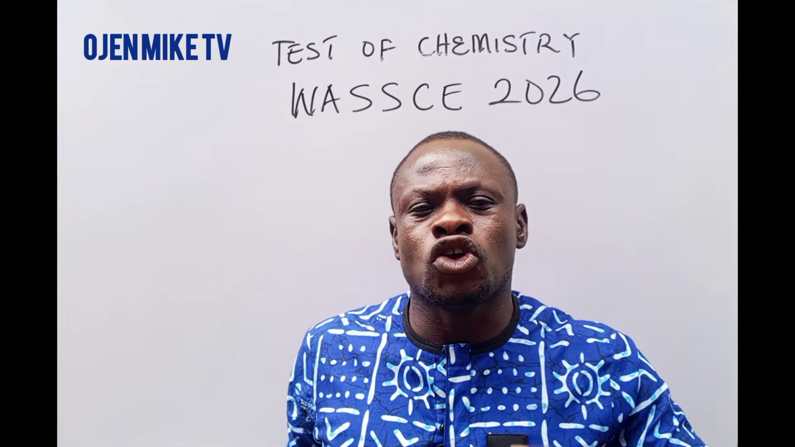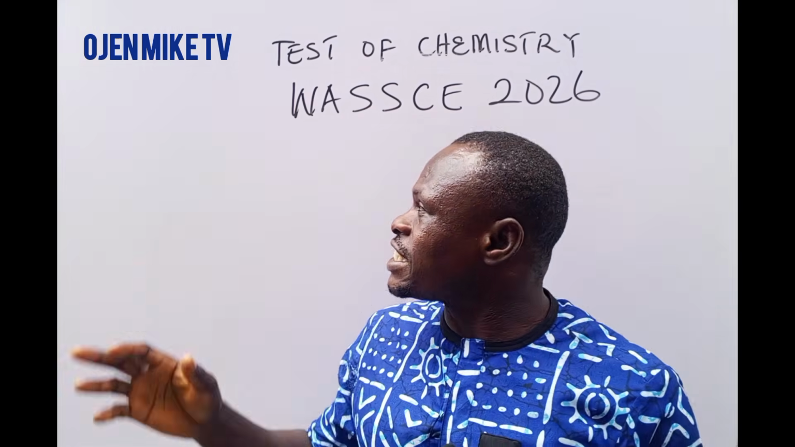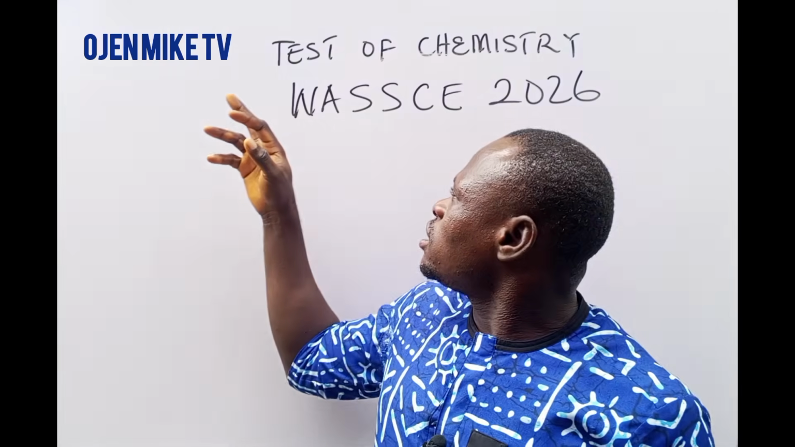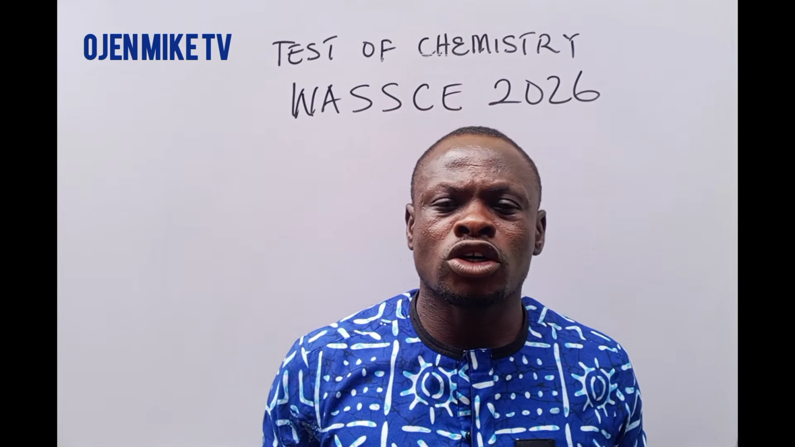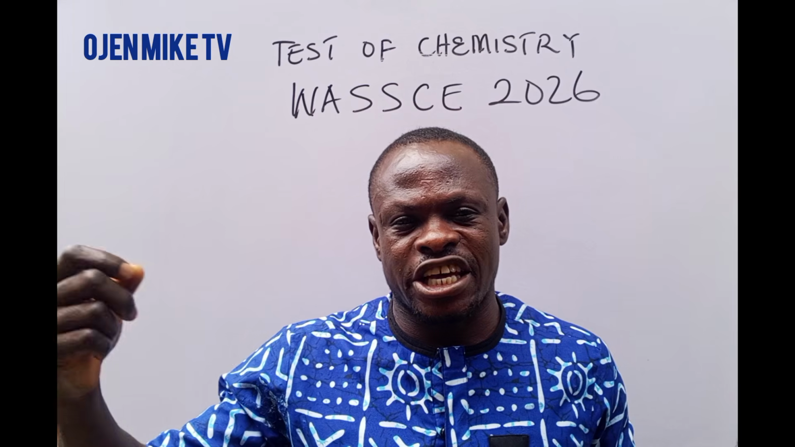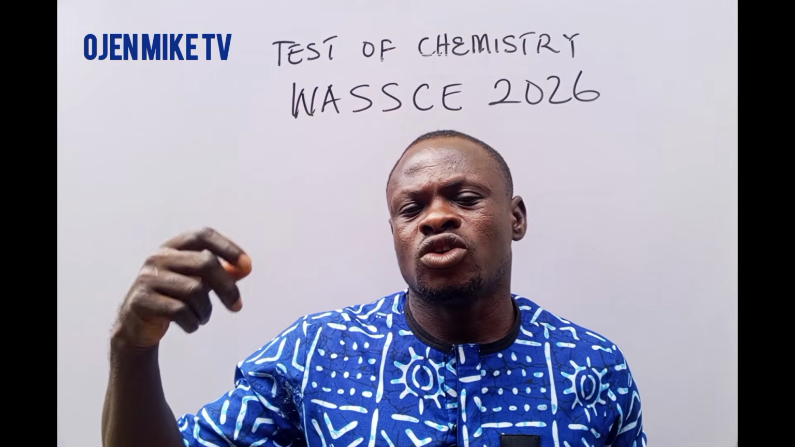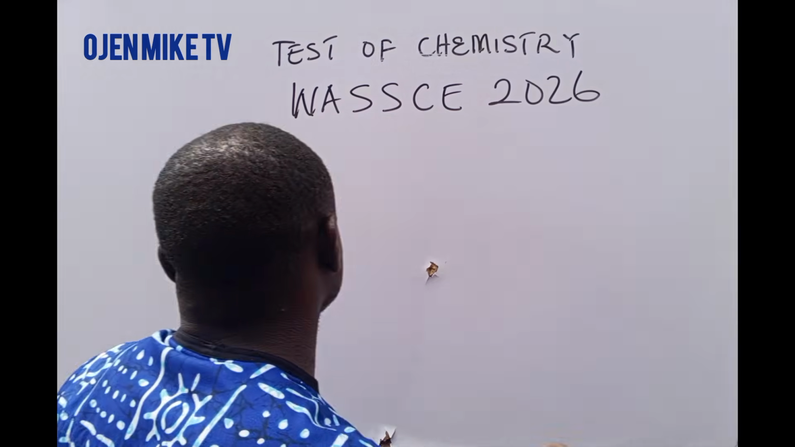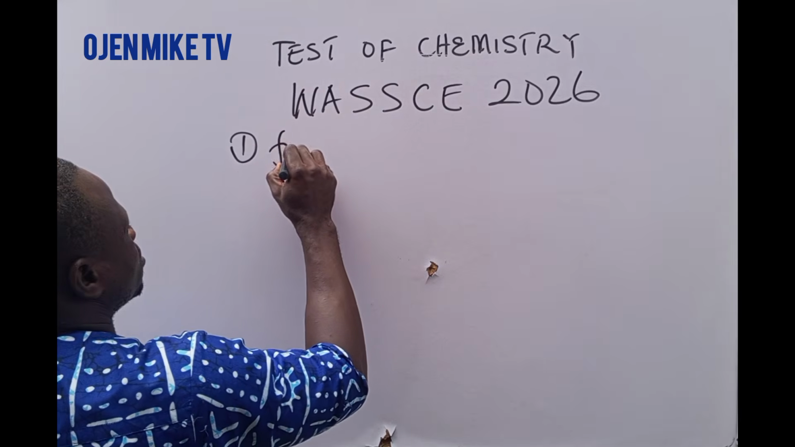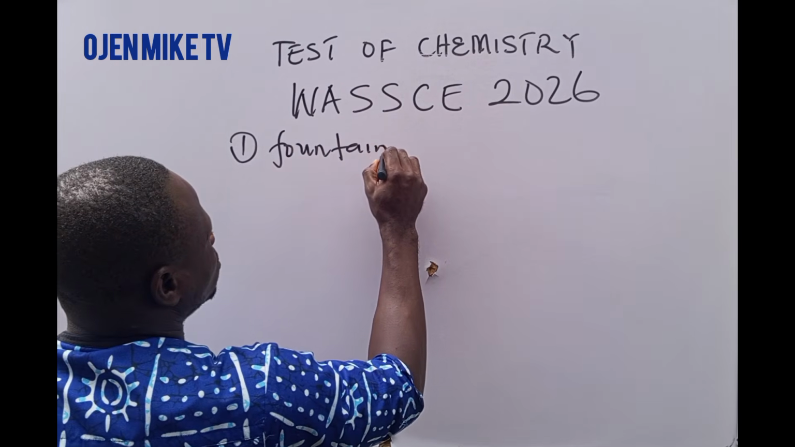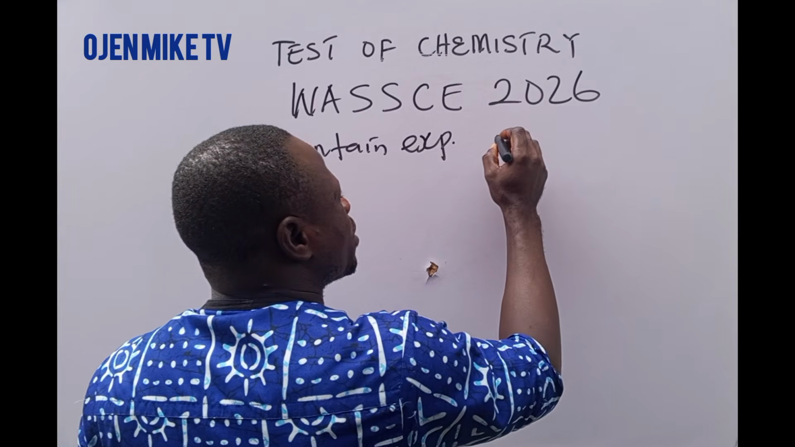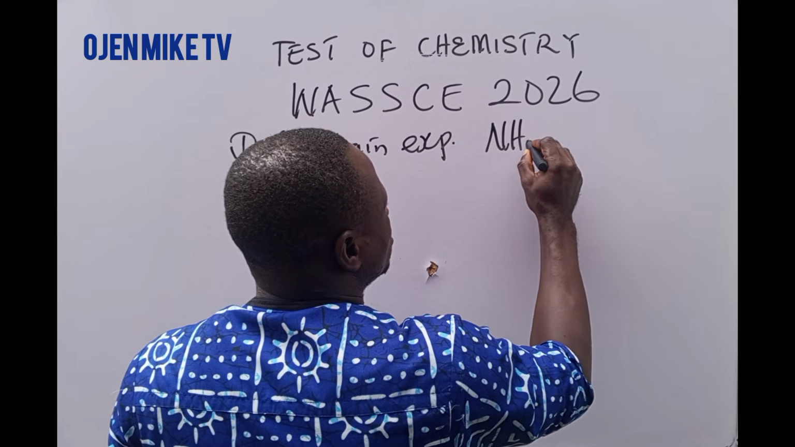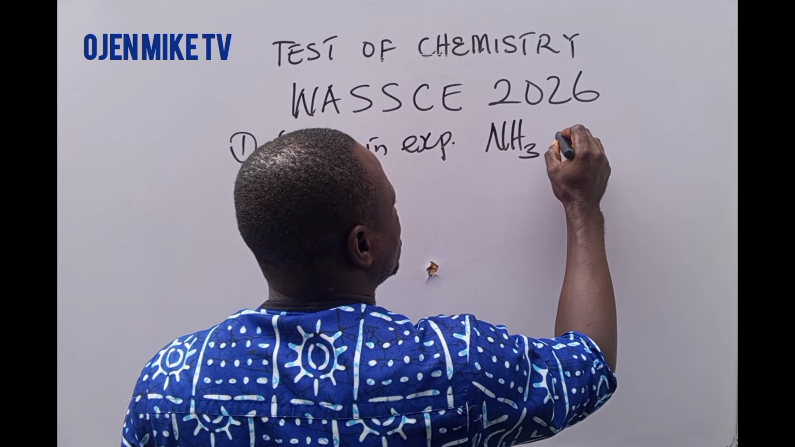Now, what are the things that you need to know when you are preparing for the exam that has to do with test of chemistry? Number one, you must know what is fountain experiment and the gases that are used in fountain experiment. So we say one, fountain experiment. Fountain experiment gases, we have what? Ammonia is used in fountain experiment.